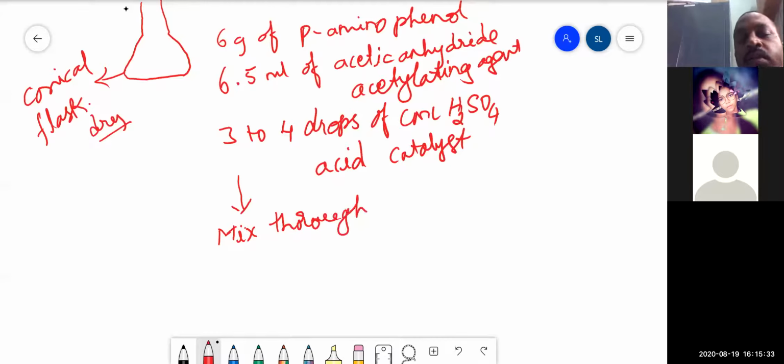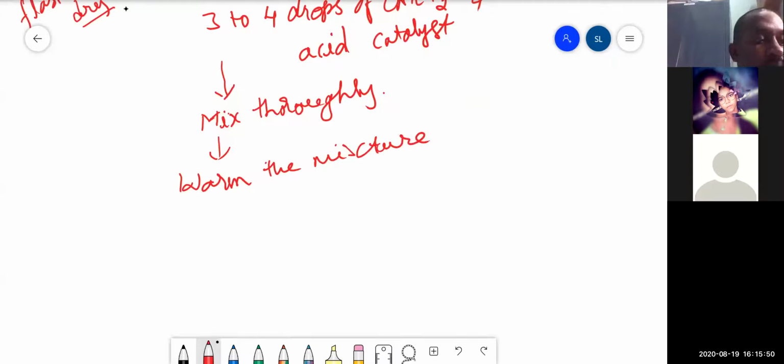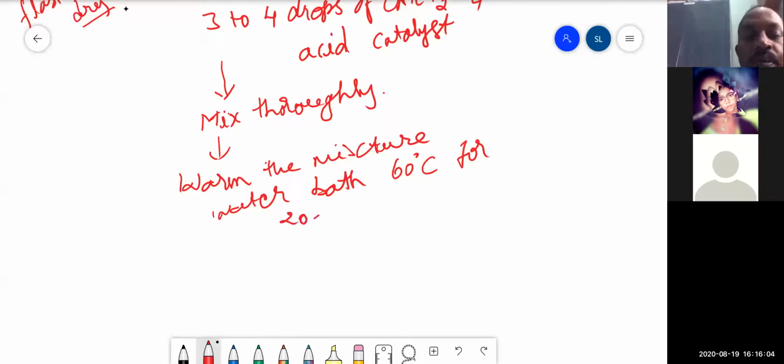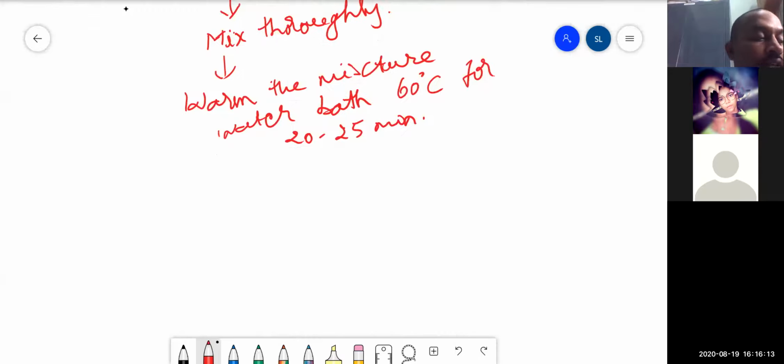All the contents are mixed thoroughly and warm this solution. So warm this mixture on a water bath at about 60 degrees centigrade for 20 to 25 minutes. So once this heating is completed, then your reaction is complete.